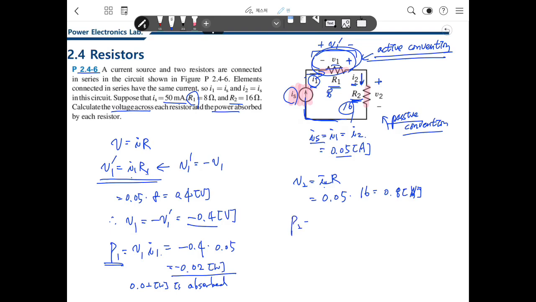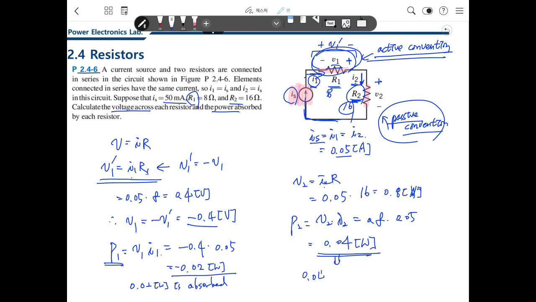In the case of P2, it is the power absorbed by the resistor R2. V2 was 0.8 and I2 is the same, 0.05. So 0.04 watts. Because this is a passive convention and this is a positive value, it means 0.04 watts is absorbed.